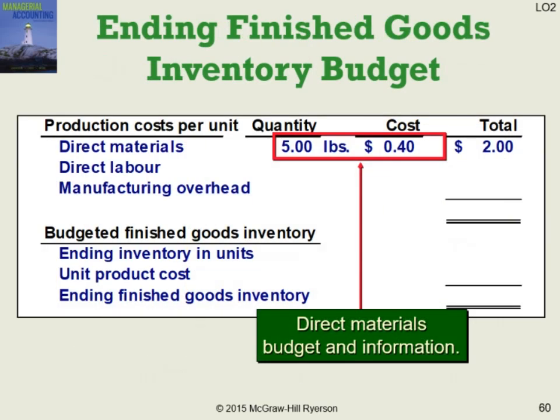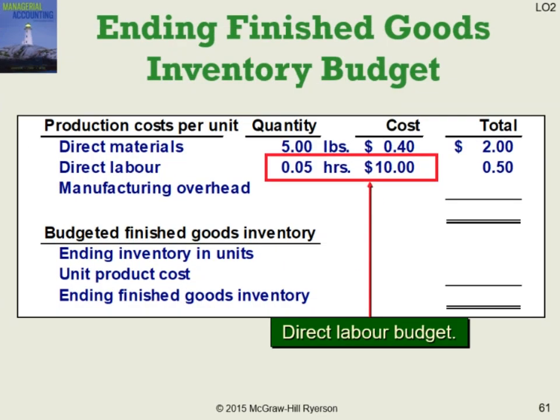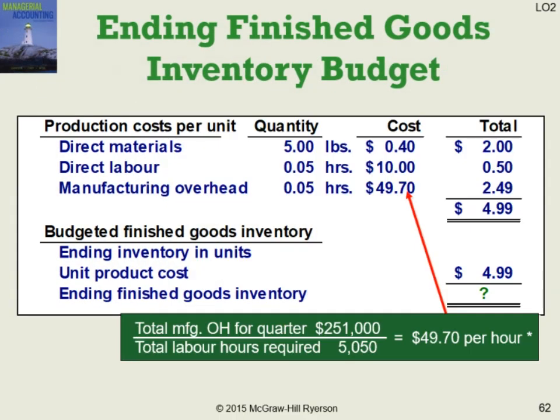The direct materials cost us 5 pounds at 40 cents, or $2 per item, for a standard cost of the direct materials in each unit of production. Direct labor was 0.05 hours at $10 an hour, so 50 cents per unit. On our manufacturing overhead, we took the total manufacturing overhead for the quarter of $251,000 and divided by the total labor hours of 5,050. It works out to $49.70 per hour. We apply that to 0.05 hours because it's on the basis of direct labor hours that we allocate our manufacturing overhead. The production costs are $4.99.